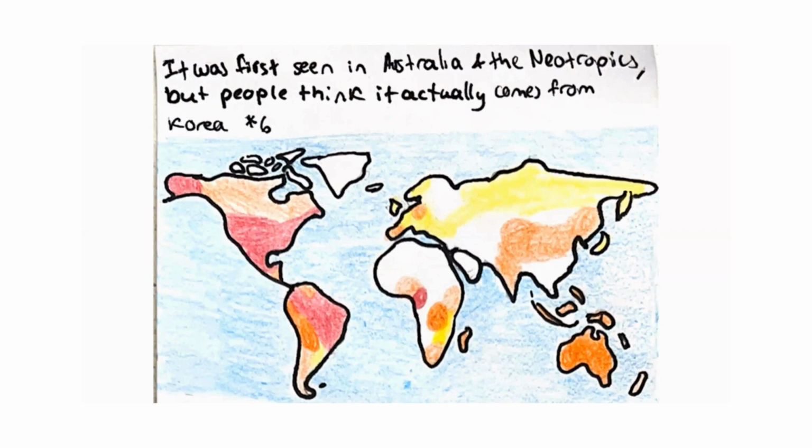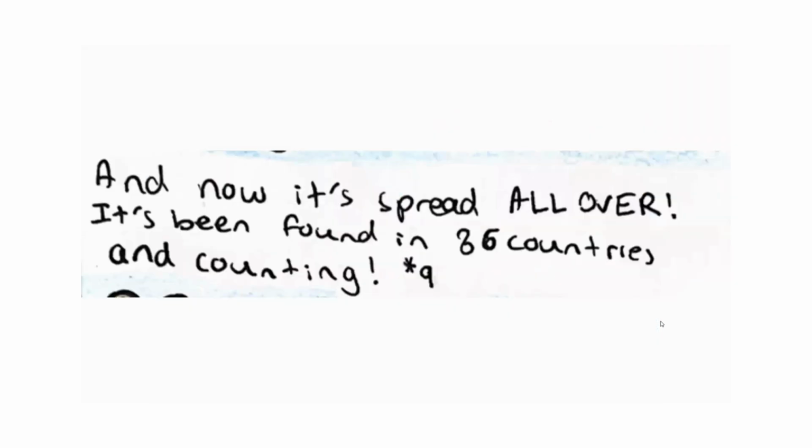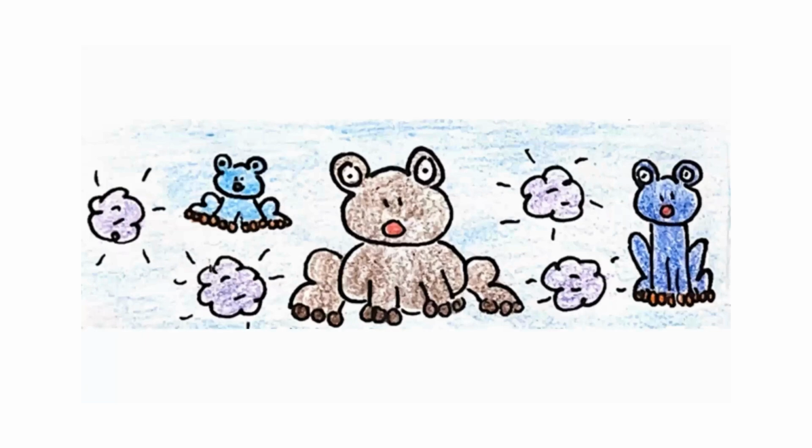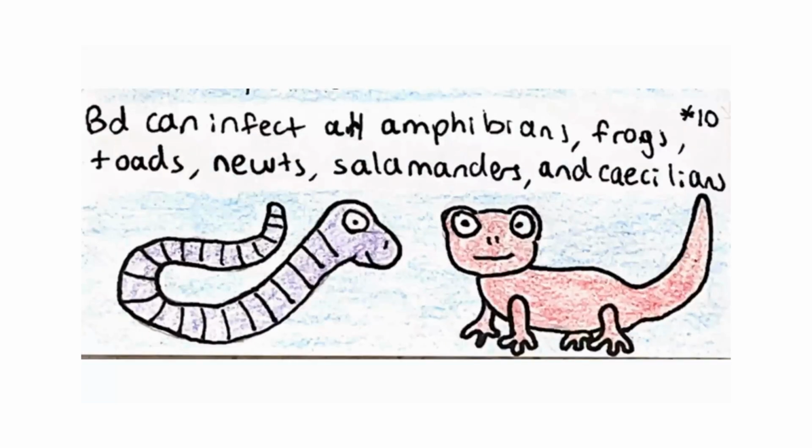This is a heat map of all the places they found it so far from all the frogs that they have tested in the world. And now it's spread all over. It's been found in 86 countries and counting. These are just the ones that they've tested frogs at. It infects all different kinds of frogs. Did you know that we're in an extinction crisis right now? Up to 50% of the frog species are at risk. Uh-oh. BD can infect all amphibians, from frogs to toads to newts, salamanders, and caecilians. But frogs are the ones who are most impacted.